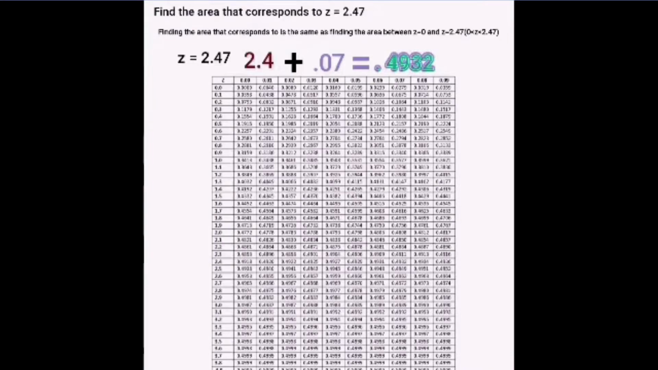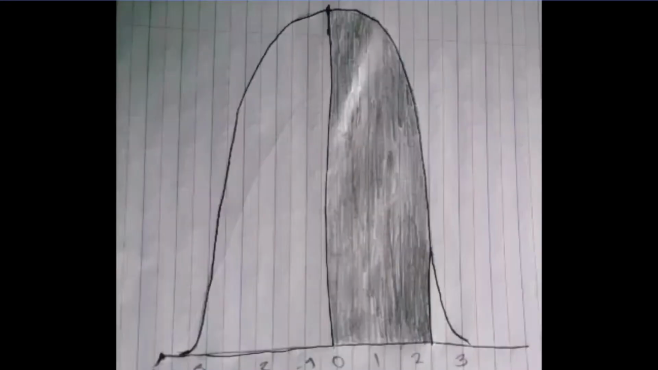Paano naman kung ang given natin ay negative? Halimbawa, negative 2.47. So, ang sagot pa rin po doon ay positive. Sabi nga po sa properties, since symmetrical sila, so kung negative 2.47 yan, ang sagot pa rin po ay 0.4932. Okay po, so ito po yung graph natin.